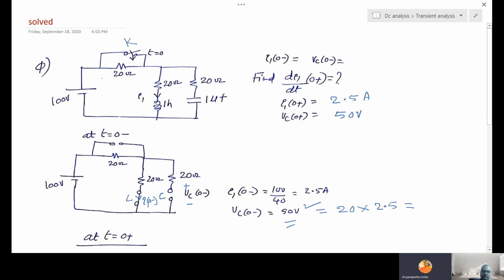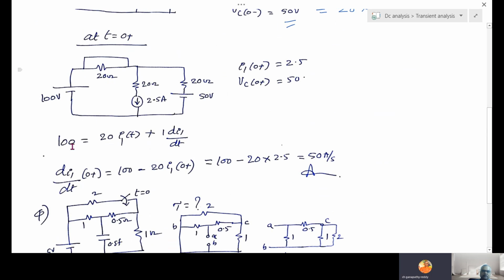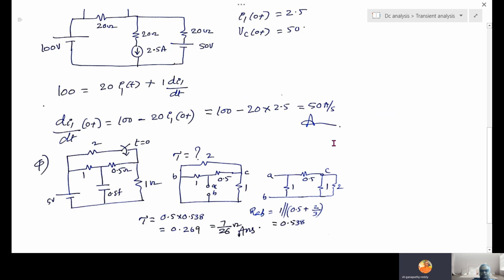As I said, we are writing the mesh equation like this. This is the loop equation. So 100 is equal to, this is short anyway, 20 into I1 of t plus L di1 by dt. L is 1 Henry, na? So 1 into di1 by dt. Now we want di1 by dt at 0 plus, which is 100 minus 20 into I1 at 0 plus. I1 at 0 plus is already 2.5. Substitute, you will get the answer. Simple.